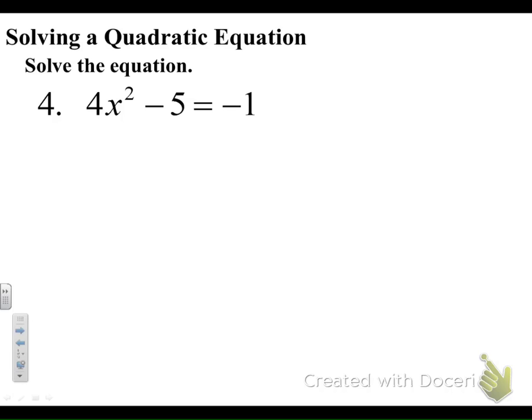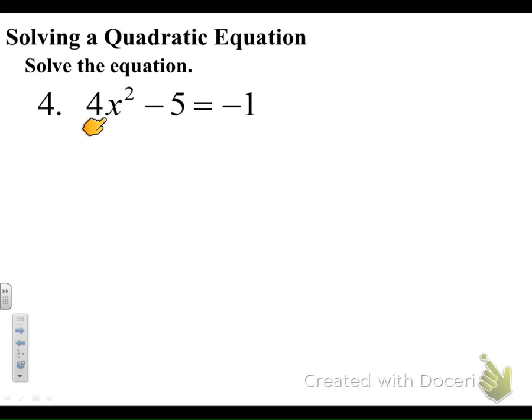So let's get to what we're doing. I just wanted to review radicals, and now this is what you're going to be doing. One of our targets is I can solve quadratic equations using the square root method. So 4x squared minus 5 equals negative 1. We're going to use the square root method. Square root method is to isolate the quadratic term, or isolate the x squared, and then take the square root of both sides.